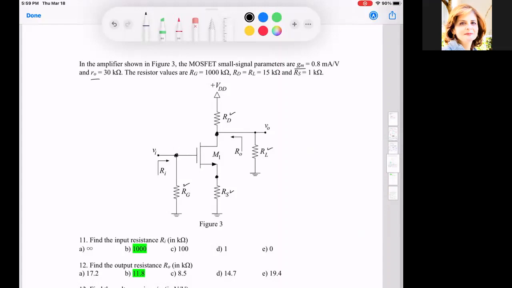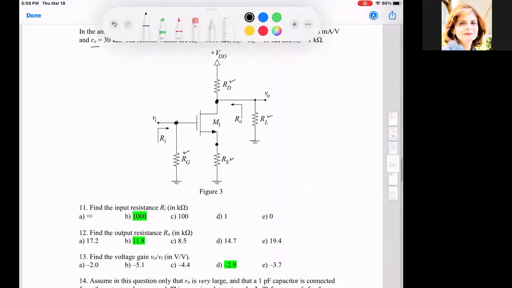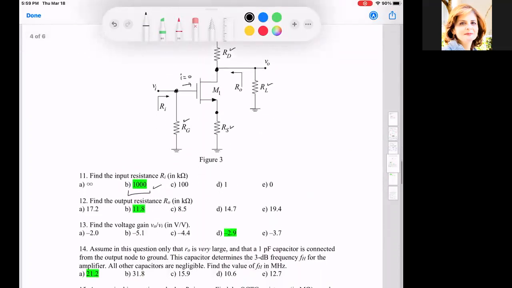For this circuit he starts by asking what is the input resistance. Does it matter if I have RS or not? What is the current here? It's 0. So the input resistance is equal to RG, which equals 1K.